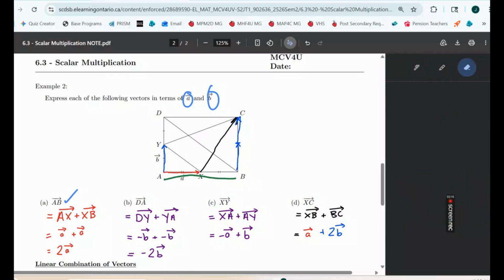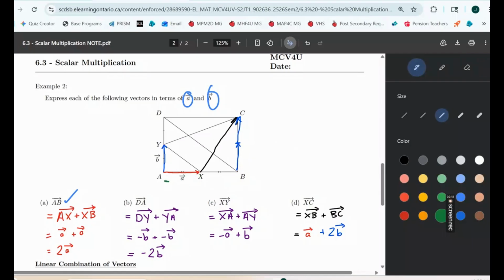Let's try that again. Vector A to vector B. How do I represent that using only vectors A and B? Well, AB is going to be from A to X, and then from X to B. Since I see these little ticks, meaning they're equal length, I have two of those vectors. They're both the length of vector A, so AB can be rewritten as 2 times vector A. We have two of those red vectors to find vector AB.